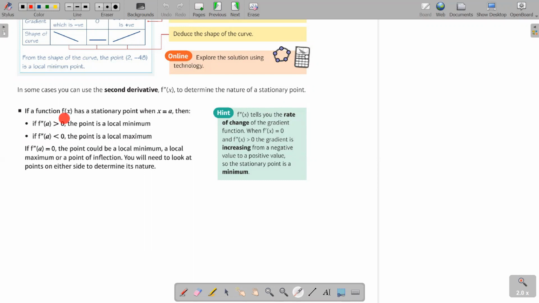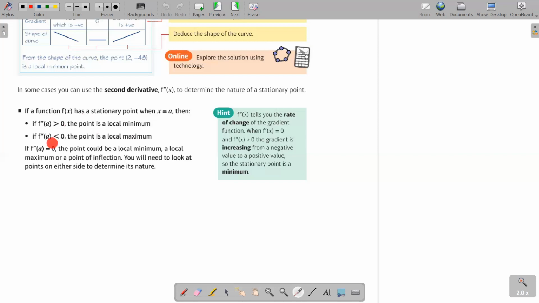Look at this. If a function f(x) has a stationary point when x equals a, then if f double dash a is greater than 0, the point is a local minimum. What do you mean? You go for the second derivative and substitute the x value at your stationary point. You differentiate your f dash x again, get f double dash x, and substitute the x value into the f double dash x equation and see whether the answer is positive or negative. If the answer is positive, then the point you found from the first derivative is a minimum.